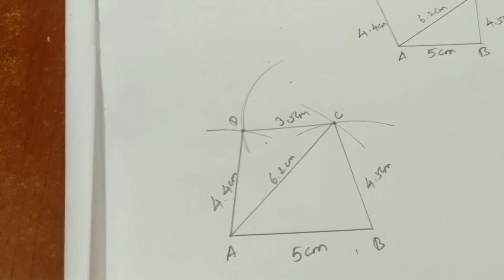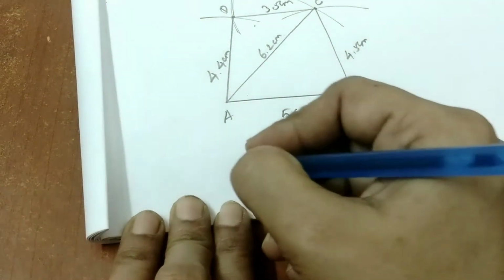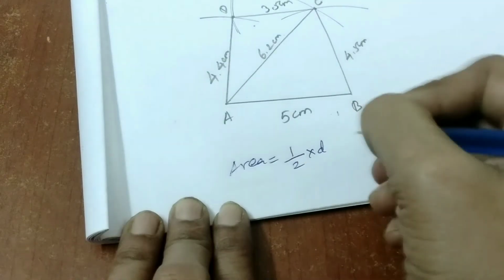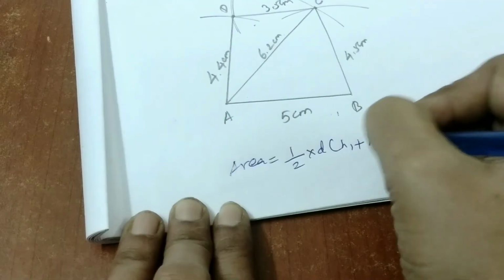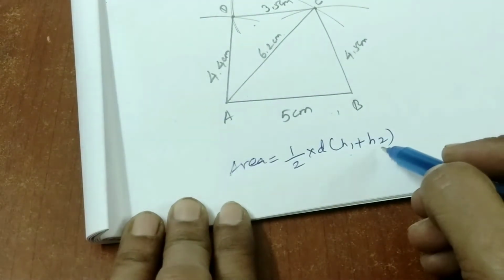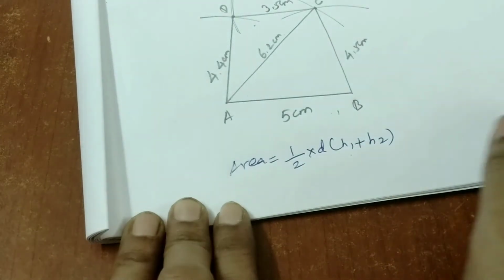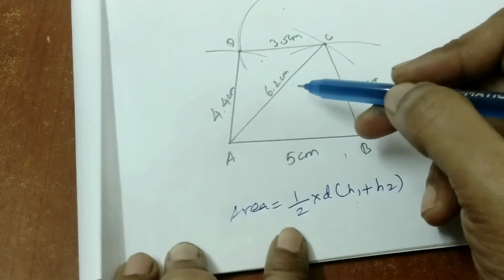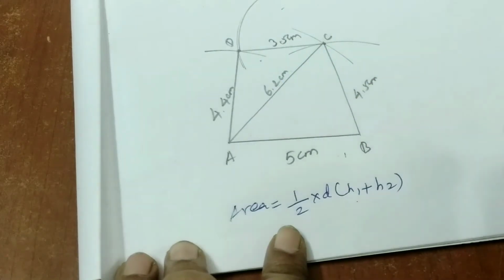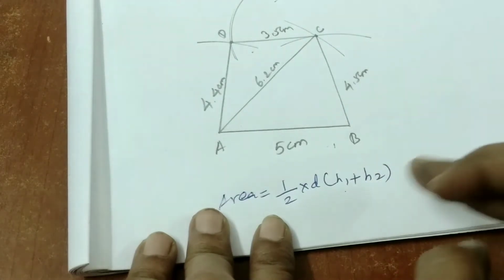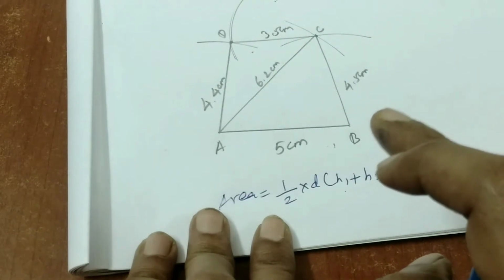Now we have to find out the area of the quadrilateral. What is the area formula for a quadrilateral? Half into d into h1 plus h2. Our d is nothing but the diagonal of the quadrilateral. h1 and h2 are the two heights of the quadrilateral. The diagonal is given in the question itself, 6.2 centimeter. But the heights are not given, so you have to find out the two heights of the quadrilateral.